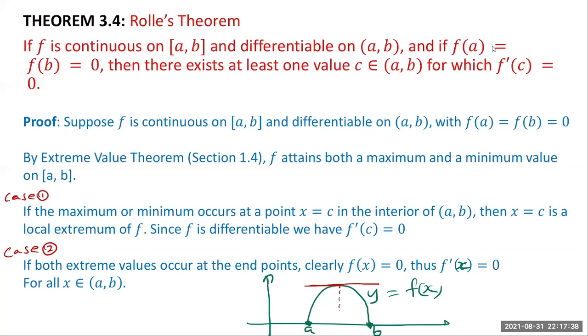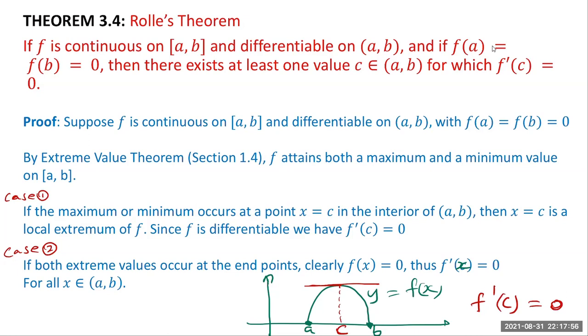This is your horizontal tangent. I'm going to take this value to be c, then clearly f prime of c is equal to 0. Okay, so that's a geometric illustration of this theorem. Next, I want to prove this theorem.